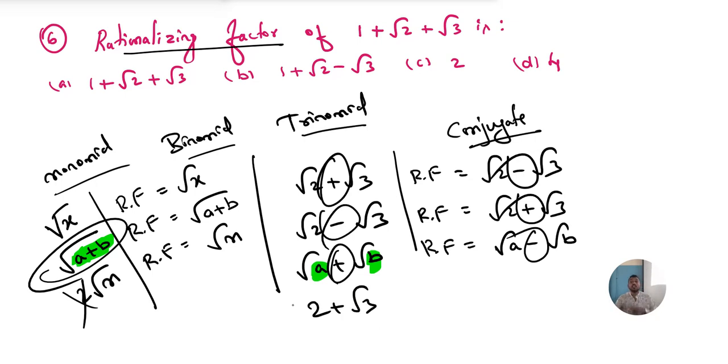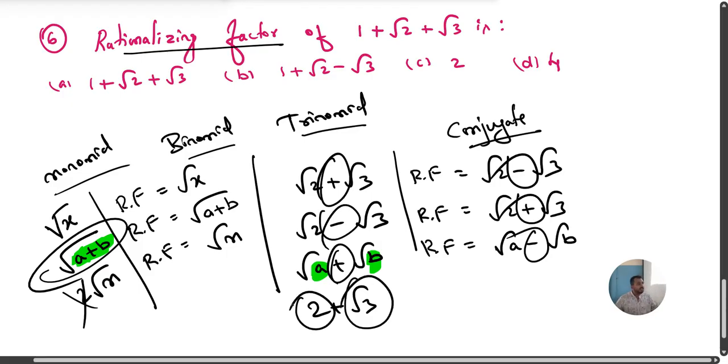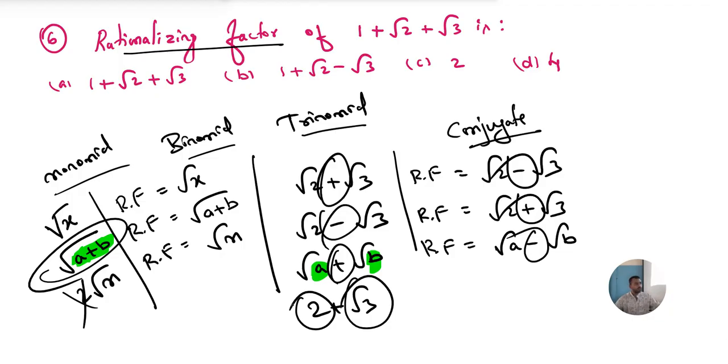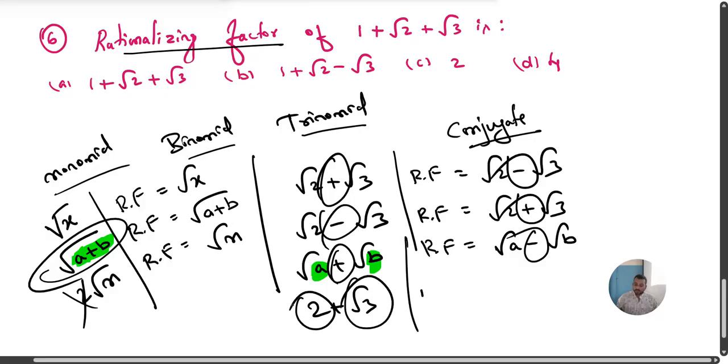Yes, here also we have two numbers. 2 is a separate number, root 3 is a separate number. You have a root, with the root you take a rational number also. Even that is also a binomial surd. Even this is also two numbers, two terms should come, that's all. One root with one number, or two roots also. It is binomial. So 2 plus root 3, the rationalizing factor is 2 minus root 3.